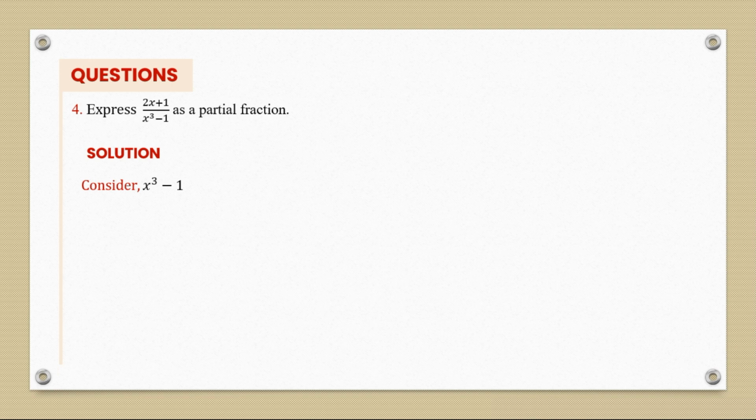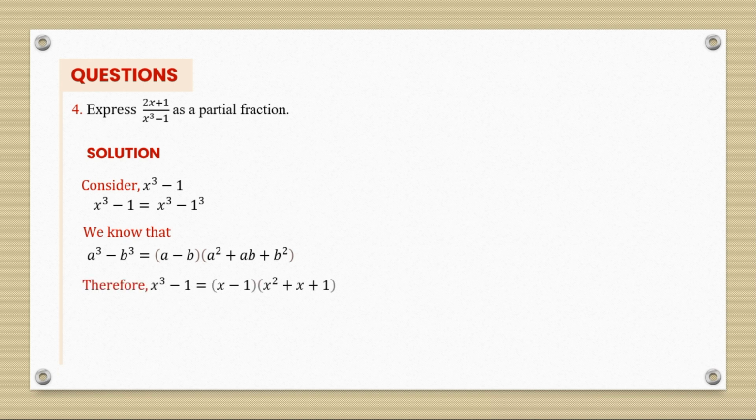Now if we consider x cubed minus 1, we can see that this can also be the same as x cubed minus 1 cubed. And we know that any value that is a cubed minus b cubed is equal to a minus b times a squared plus ab plus b squared. So it can be expressed that way. Therefore x cubed minus 1 is equal to x minus 1 times x squared plus x plus 1. So that is another way of expressing it.